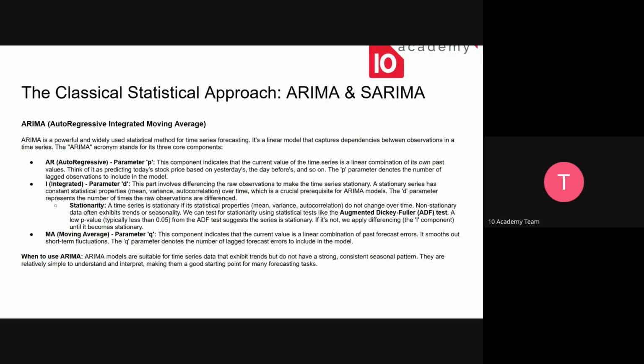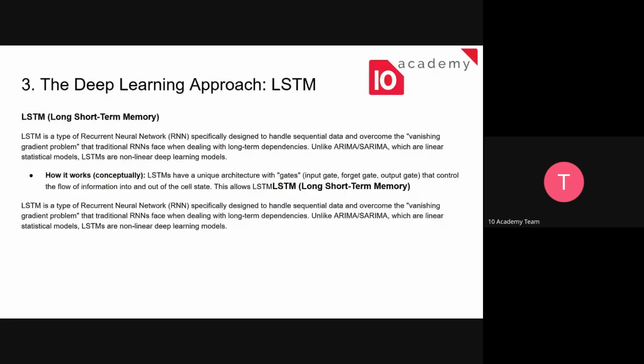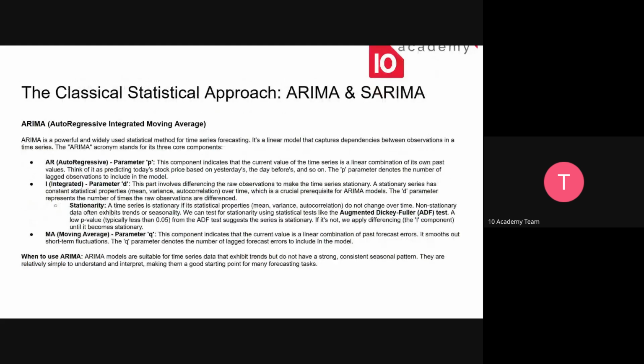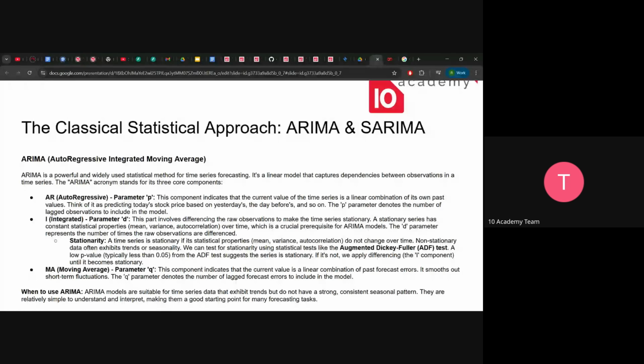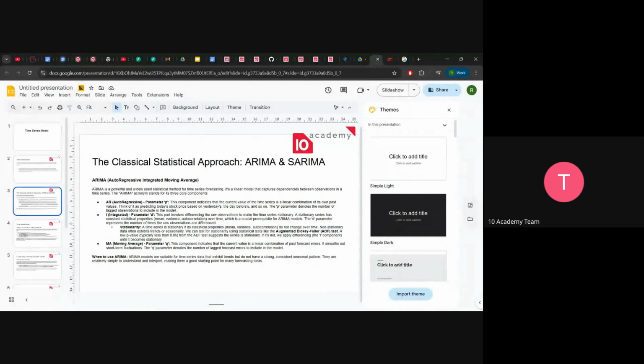We're going to see the classical statistical approach and the deep learning approach, which is the LSTM. The classical statistical approaches are the ARIMA and SARIMA models. ARIMA and SARIMA models are the most commonly used types of time series modeling. So what are they? ARIMA is a powerful model, and maybe if there's something written in the comments based on the question I asked before, let me check.